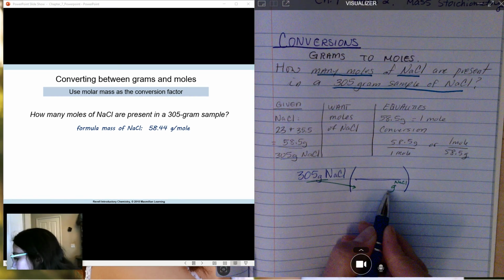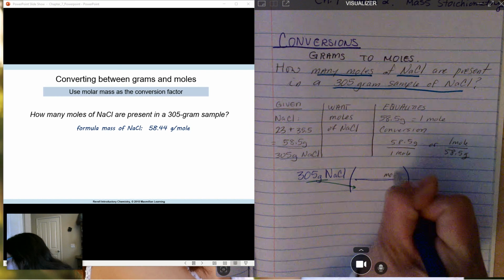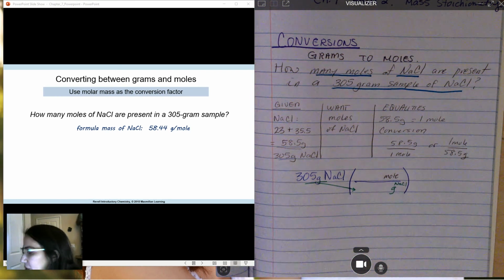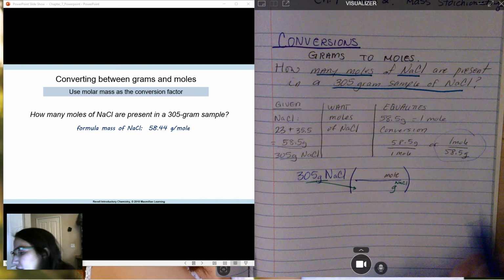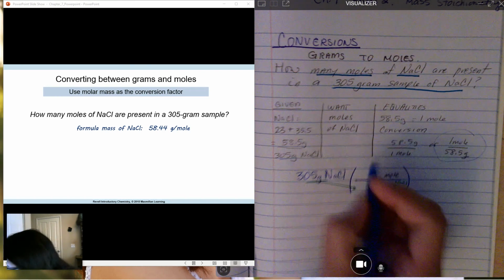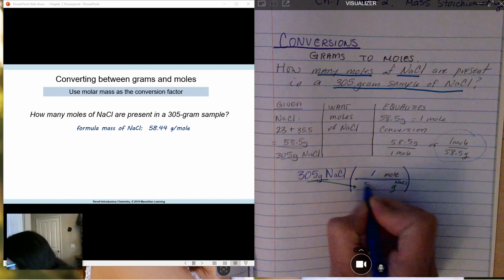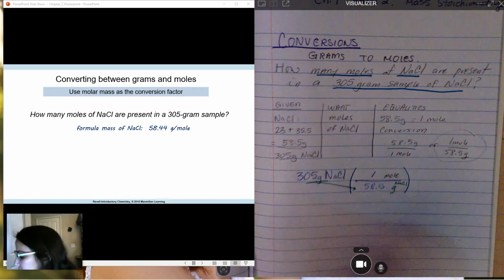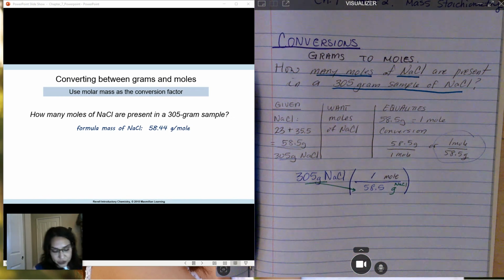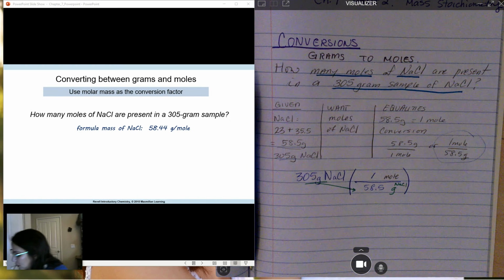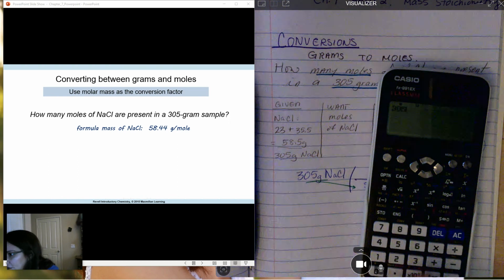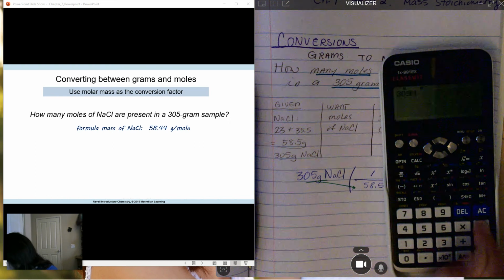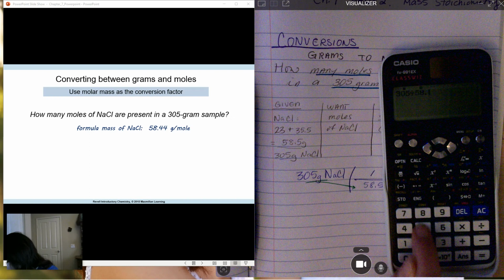So we brought the grams down, and the unit we want is going to go on top. So, easy peasy, we know we're going to be using this conversion factor: 1 mole over 58.5 grams. I'm going to take my handy dandy trusty calculator, and let's see what we get. I'm going to take 305 and divide it by 58.5.